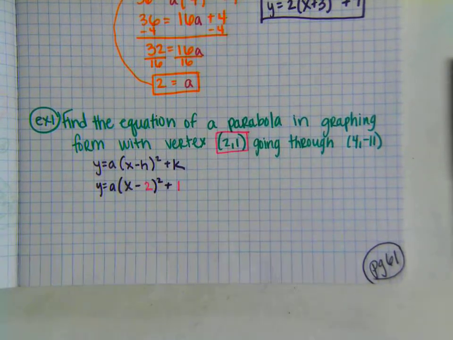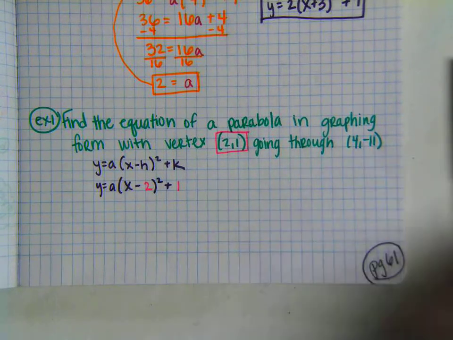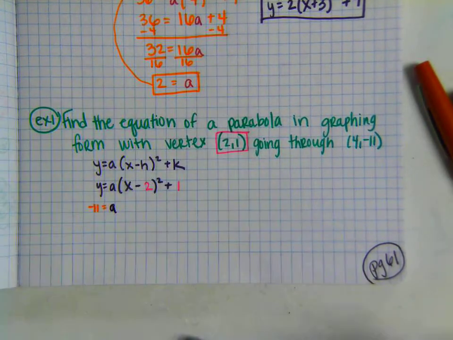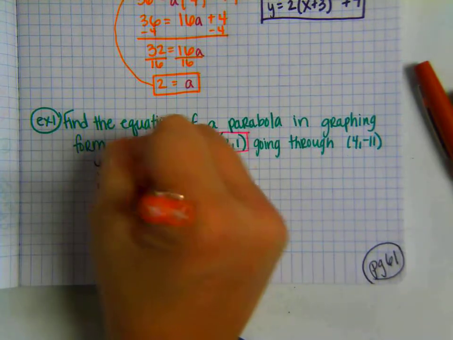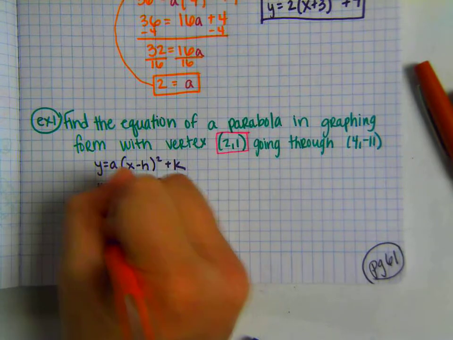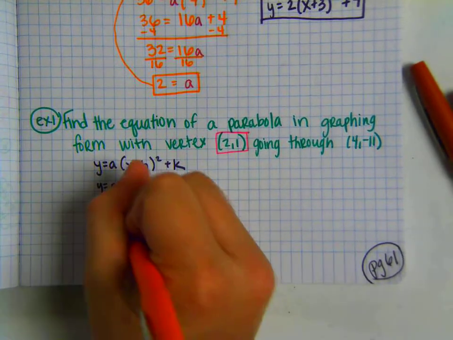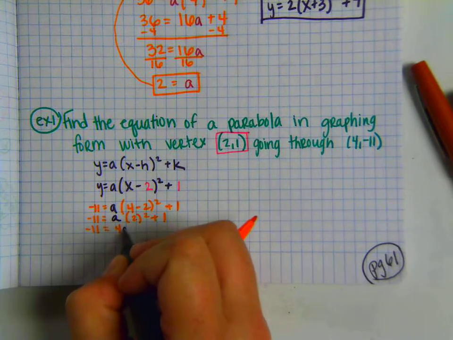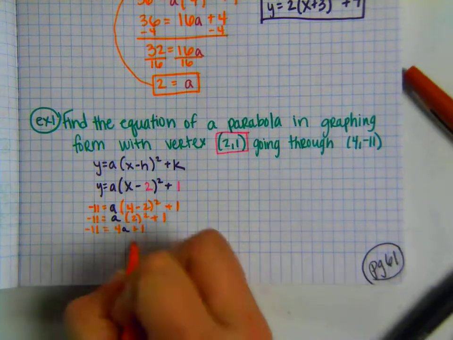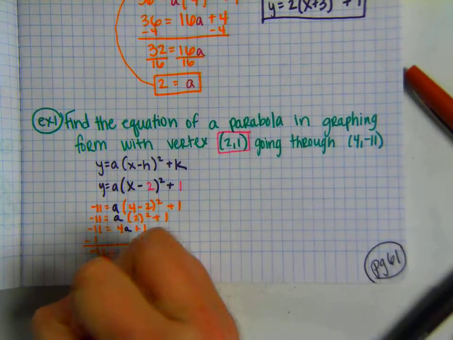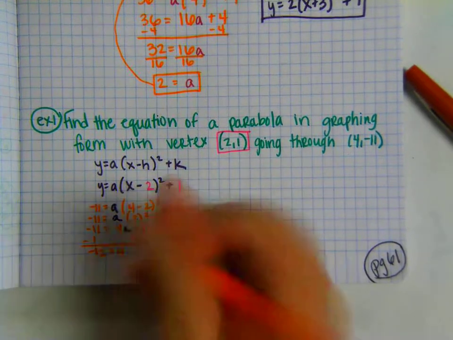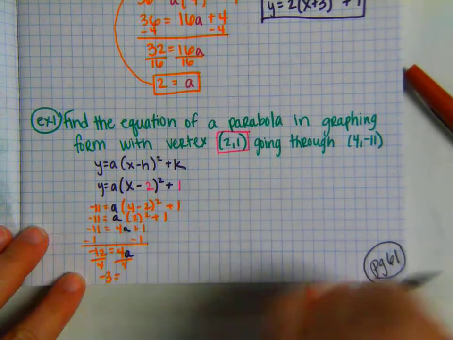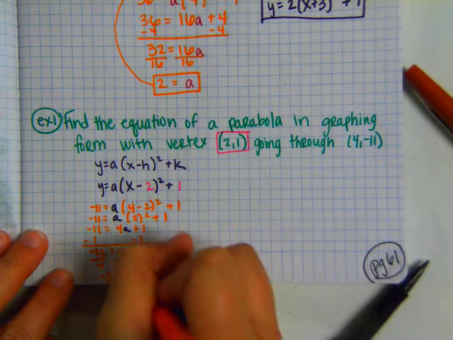h and k. We still need to find our a, so I'm going to plug in our other point, and that's going to be negative 11 equals, we don't know a still, times x, which is 4, minus 2 squared plus 1. So negative 11 equals a times 2 squared plus 1. Negative 11 equals 4 times a plus 1. Subtract 1. Negative 12 equals 4a. So when we divide by 4, negative 3 equals a. So our a happens to be a negative this time, which that's fine.